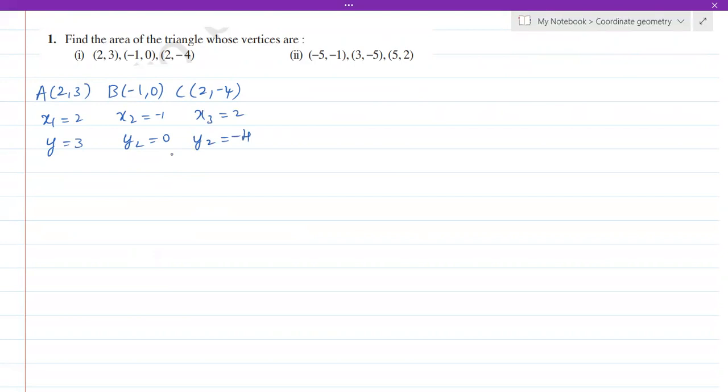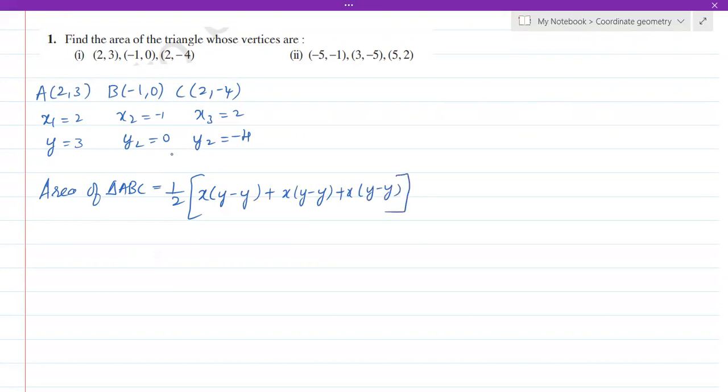Therefore, the area of the triangle is given by the formula: area of triangle ABC is equal to, as I told you, half into x1 times (y2 minus y3) plus x2 times (y3 minus y1) plus x3 times (y1 minus y2). Now let's substitute the values. Half, and after this we write the suffixes in cyclic order: 1 2 3, 2 3 1, 3 1 2. Sometimes students write this as 3 2 1. You have to be careful, it should be in cyclic order.